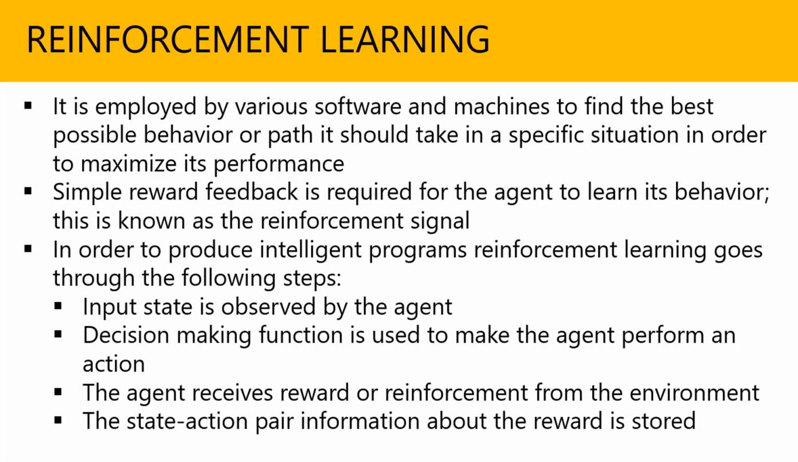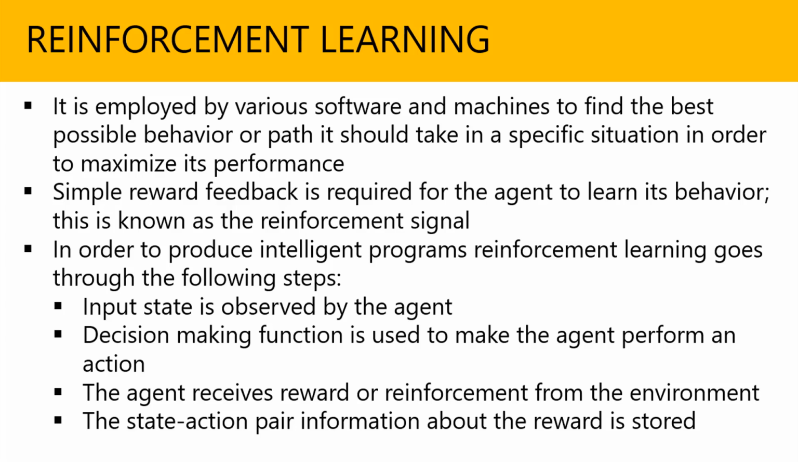So to produce intelligent programs with reinforcement learning, we need to go through about 4 steps, right? First, the input state is observed by the agent. A decision is made by the agent to perform the action or not. Then the agent receives the reward or reinforcement from that particular next step or environment. And then the state action pair information about the reward is stored. So it's an iterative process where it's repeating itself at each different step and trying to find a way.